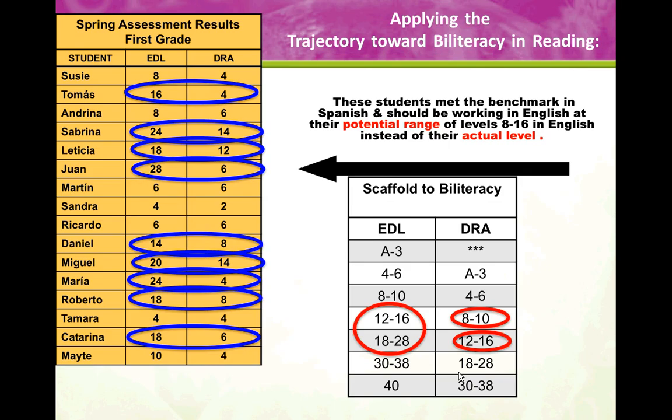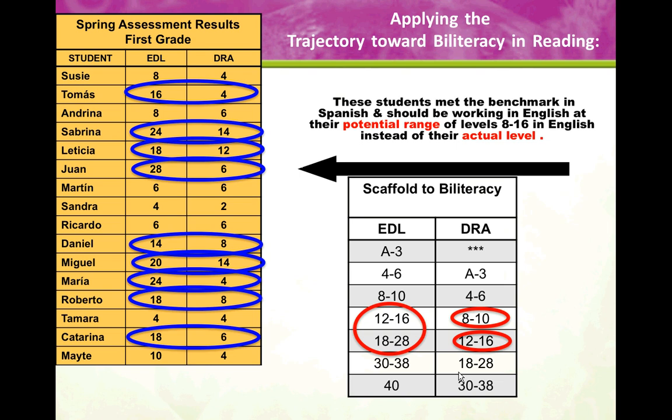Let's look at this in terms of a classroom. Let's say these are the results at the end of the year, end of first grade. So we have to look at benchmarks, and we look at the end of the year. We said that level 16 is where a child should be at the end of first grade. These students that we have circled in blue met or exceeded level 16 at the end of the year, except for Daniel. He's a level 14, but he's close.